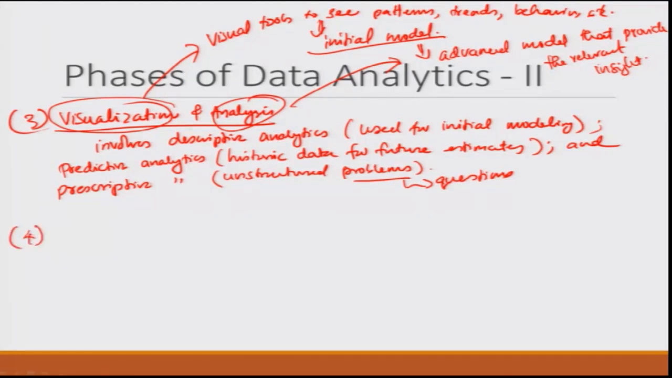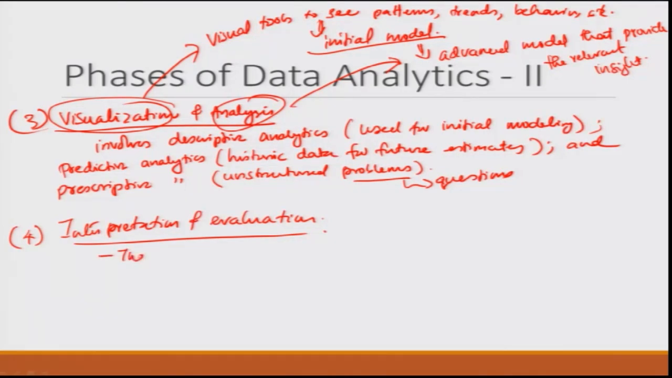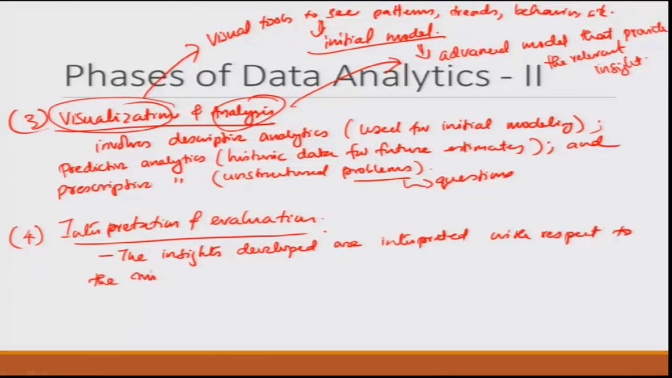Then we would have the last step, which is called interpretation and evaluation. So what are we doing here? We are interpreting and evaluating. Here the insights developed are interpreted with respect to the initial hypothesis or question.